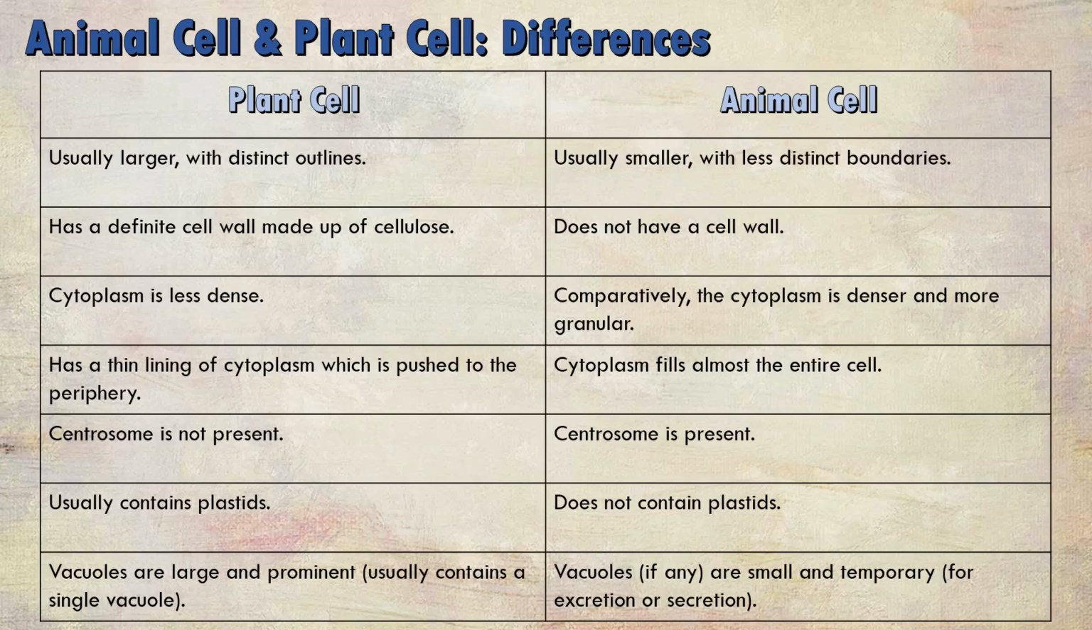Plant cell usually contains plastids. Animal cell does not contain plastids. Vacuoles are larger and prominent. Usually, plant cells contain a single vacuole. Vacuoles, if present, are very small and temporary in animal cells, which are used for excretion or secretion.